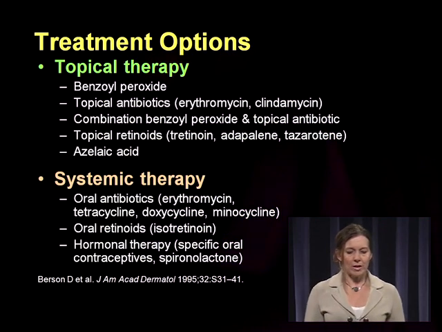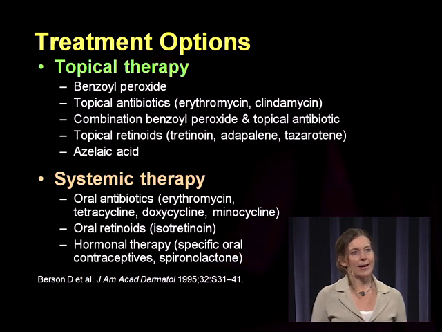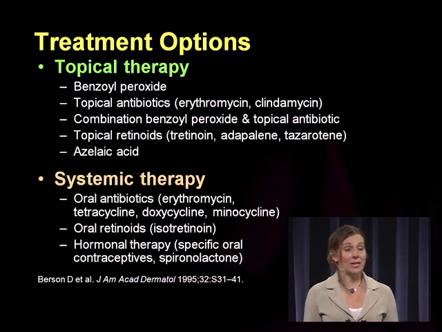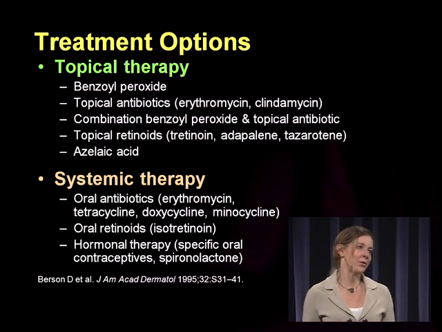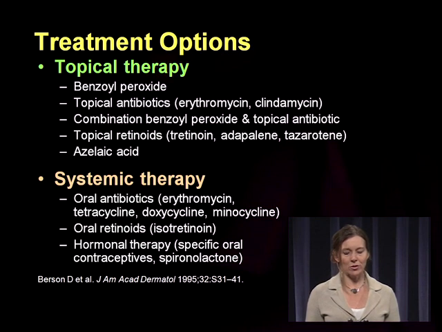So your typical topical therapies are going to include benzoyl peroxide, topical antibiotics, combination products that have benzoyl peroxide and an antibiotic, which is usually erythromycin or clindamycin, and then the topical retinoids, which we mentioned earlier, and azelaic acid. And then our systemic therapies are usually oral antibiotics, which is typically the tetracycline family of antibiotics, and erythromycin. And then for more severe nodular cystic acne or for recalcitrant inflammatory acne, we consider the use of oral retinoids, particularly isotretinoin, which previously was referred to as Accutane.